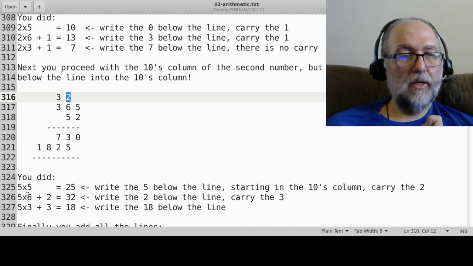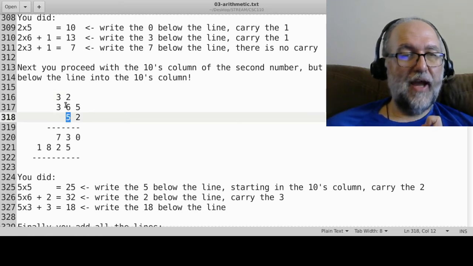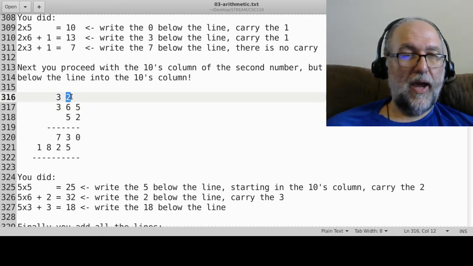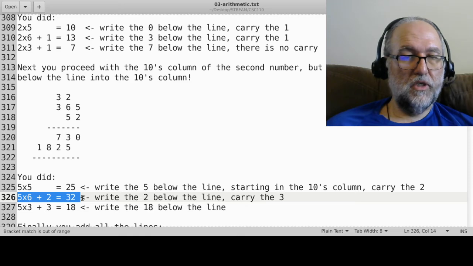Now what? Well, now you do 5 times 6. All right, 5 times 6. And that's equal to 30, and then you add in the 2, and that gives you 32. So you did 5 times 6 plus 2 is 32.